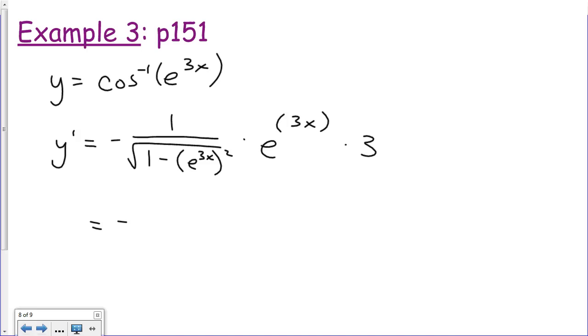It's a negative, I'll put the 3 in the exponential function in the numerator here, 3e to the 3x divided by the square root of 1 minus. If you want to actually square this out, you could. You'd multiply your exponents there, so e to the 6x is what you'd end up with. It's fine to leave it as e to the 3x squared, but you could also square that thing and get this as well. So there's the derivative of cosine inverse of e to the 3x.